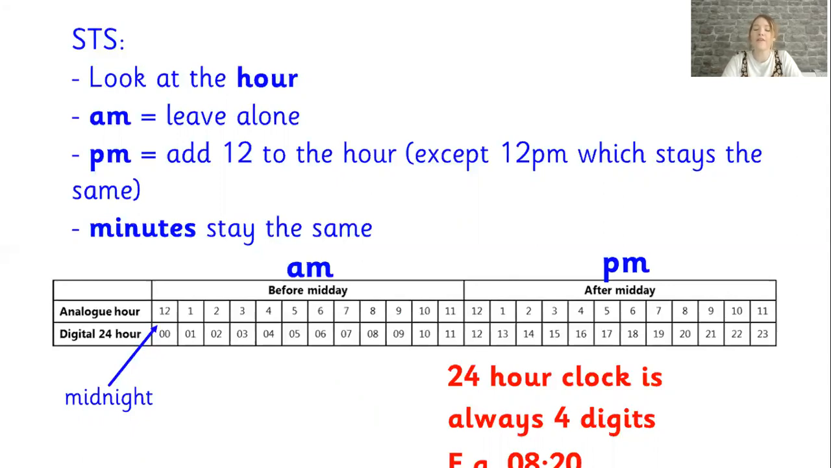And then when it gets to 12 in the afternoon, again, it stays at 12 because it just stays the same. Apart from in the morning, it's 0, 0. And then 1, you add 12. So you can see 1 is now 13, 2 becomes 14, 3 becomes 15, 4 becomes 16, 5 becomes 17, 6 becomes 18, 7 becomes 19, 8 becomes 20, 9 becomes 21, and 10 becomes 22, and 11 becomes 23, and then midnight becomes 0, 0, and it goes back to the beginning. So 24-hour clock is always 4 digits. For example, 08, 20.